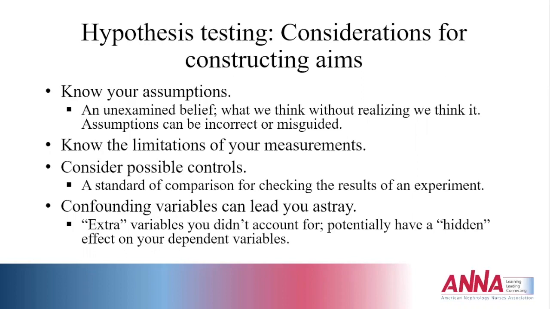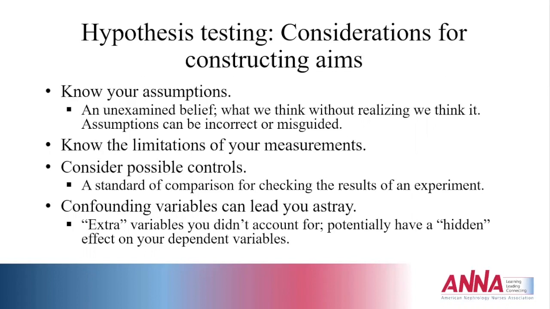If you're going to do an interventional study, it's always the best idea to have some form of control, where you compare the population you're deploying the intervention on to a population that's not receiving the intervention. And then confounding variables can lead you astray. So these are what we call extra variables that you didn't necessarily think about.